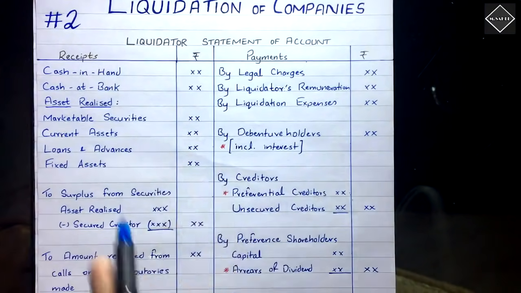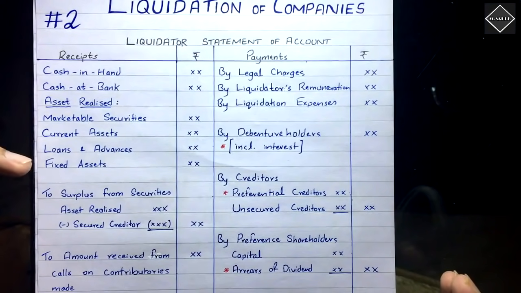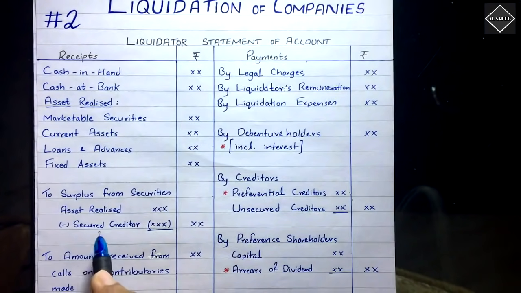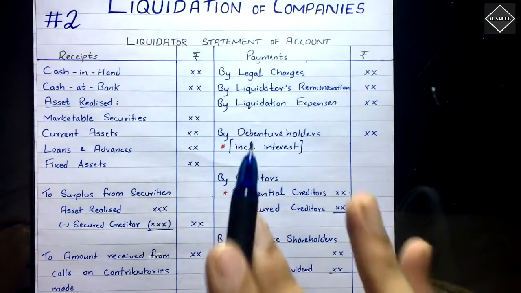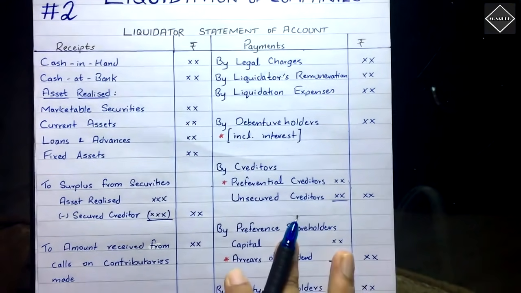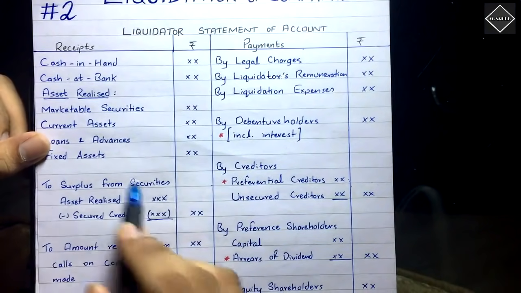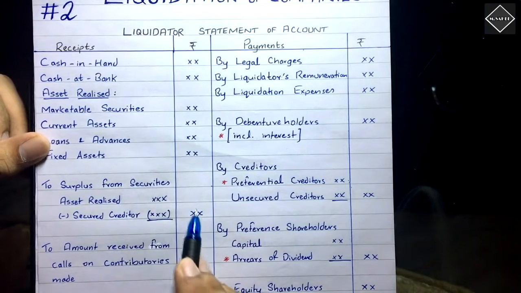It's very simple. Receipts, payments. What are you going to take in the receipts? All the assets realized first, the most liquid and then the least liquid. And then you have to take secured creditors over here. You know that secured creditors are paid first because they have a specific charge on the assets, but you have to take them over here as surplus from securities. You don't have to take the entire secured creditors, only the surplus.